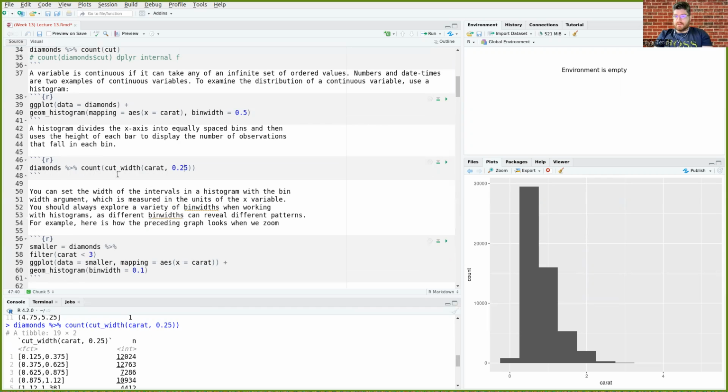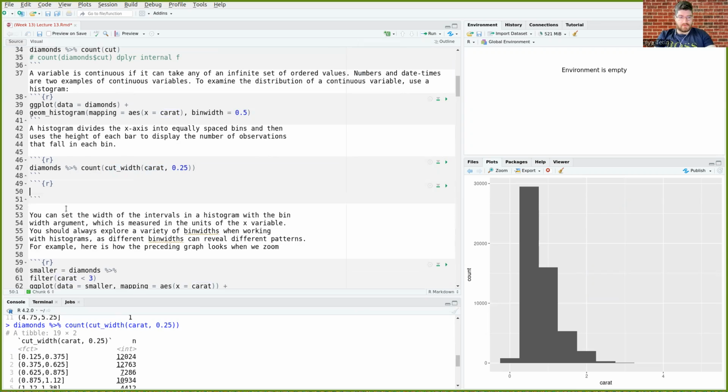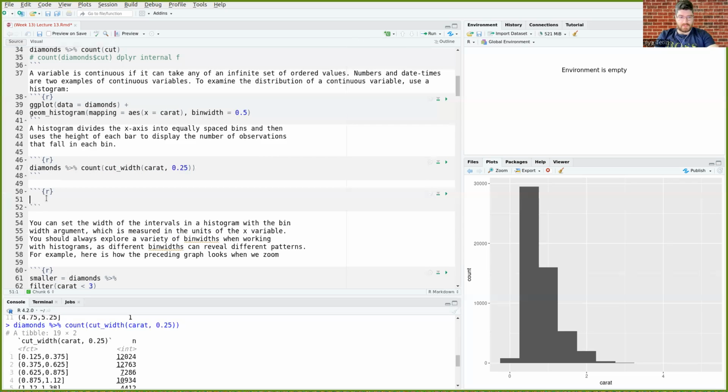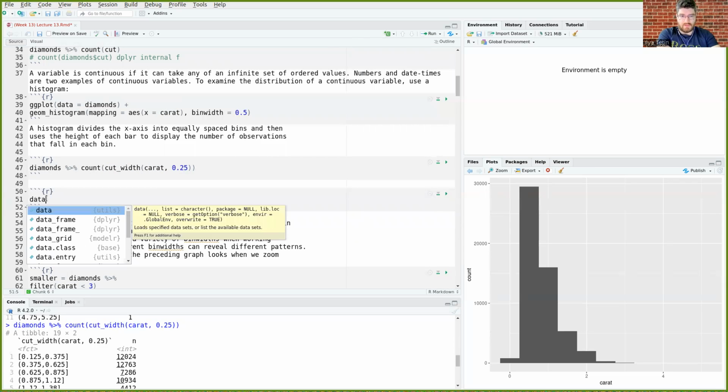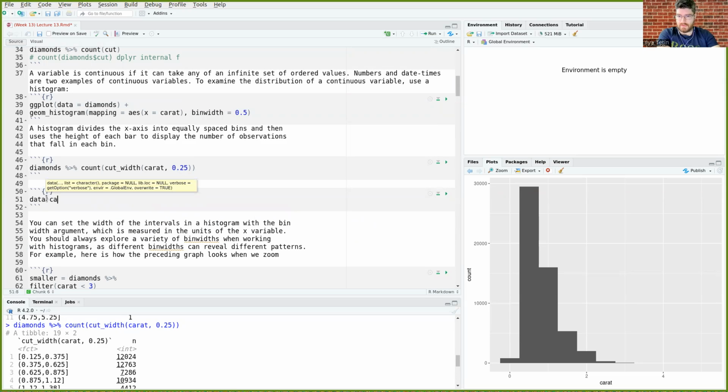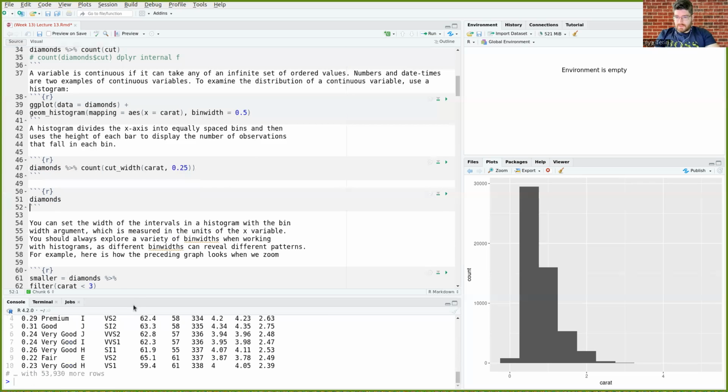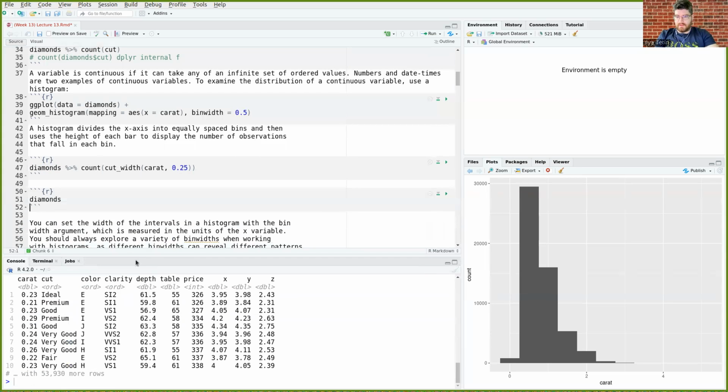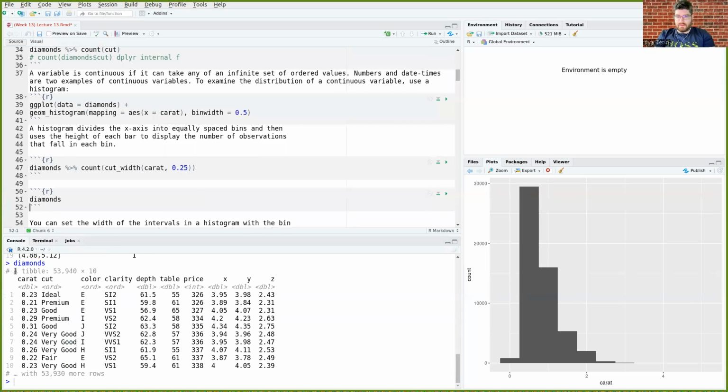So this is just the cut width, and we select the variable over here. Let's produce. Let's load the data. Let me use diamonds. So here is our data. This is the table.